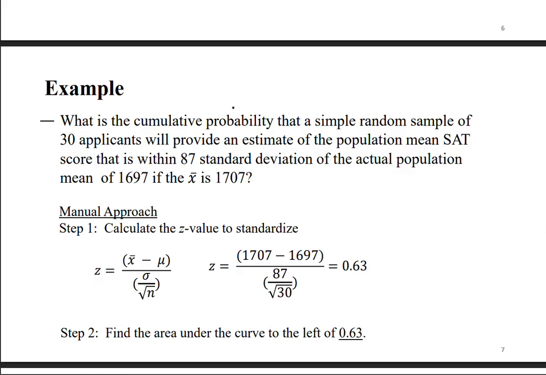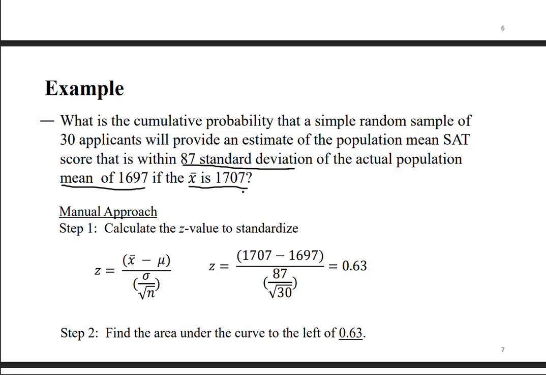In a case like this example here, what is the accumulated probability that a simple random sample of 30 applicants will provide an estimate of the population mean SAT score within 87 standard deviation? Okay, so that's a very important point. Of the actual population mean of 1,697 if the sample mean is 1707.